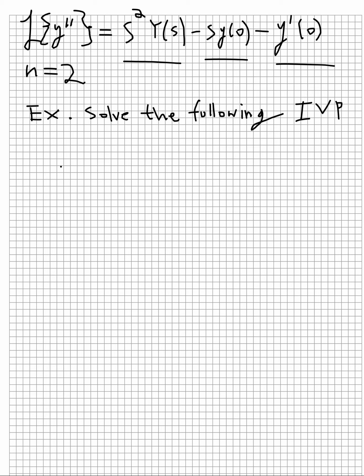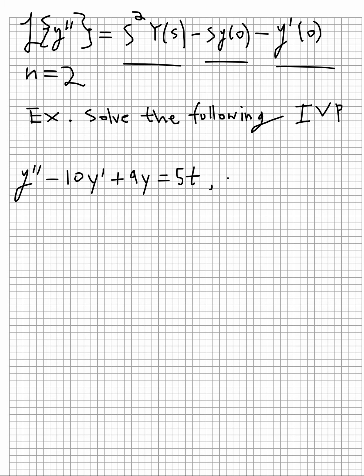And you'll notice a few things about the initial value problem that need to be there in order for you to use Laplace transformations. So the problem we're solving is y double prime minus 10y prime plus 9y equals 5t. And the initial conditions, since it's second order, are y of 0 equals -1, and y prime of 0 is equal to 2.